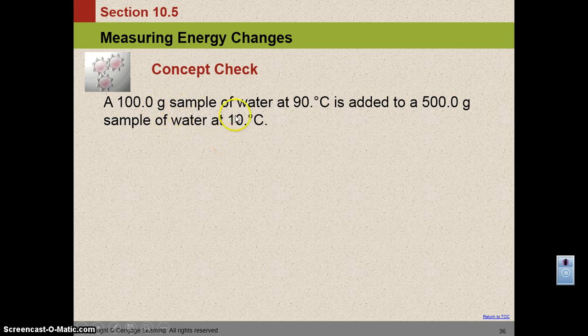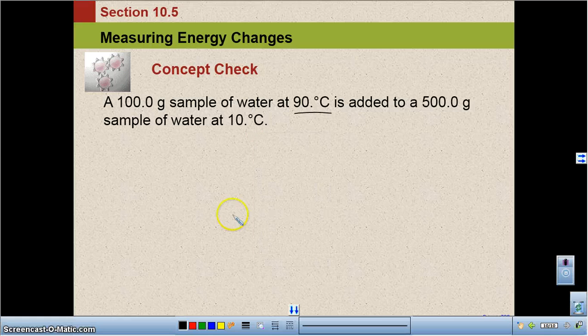We have a 100-gram sample of water at 90 degrees Celsius, and it's added to a 500-gram sample of water at 10 degrees. So we don't have equal amounts of water. So we're going to have to put this into an equation and take a look at it a little bit differently. If you remember from earlier lectures that heat transfer happens from warmer to cooler, you're going to notice that the 90 degrees Celsius sample of water is going to transfer energy to the cooler water at 10 degrees Celsius.